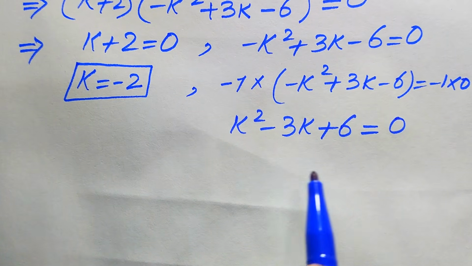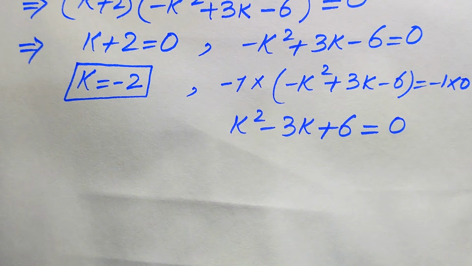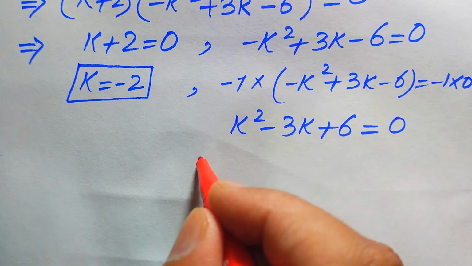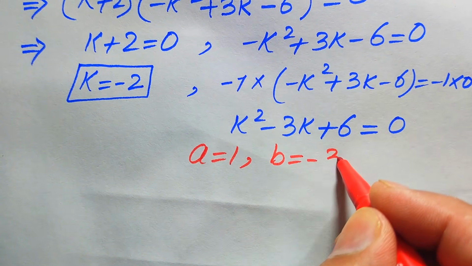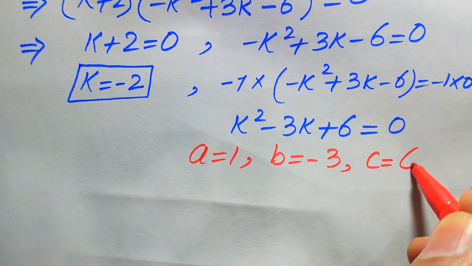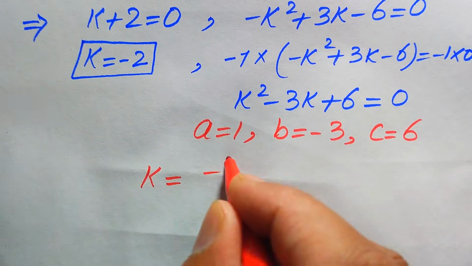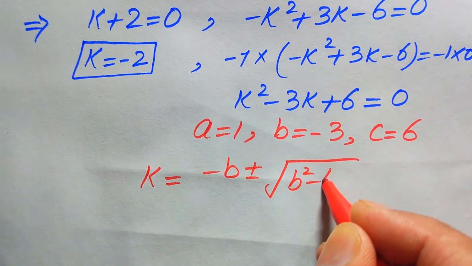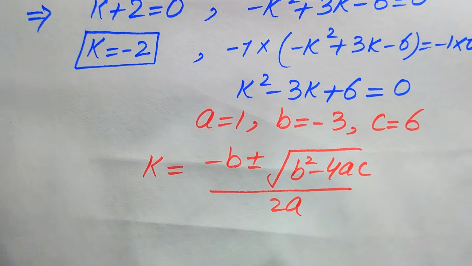So you see that this equation becomes a quadratic equation in the variable k, and here we use the quadratic formula to find the other roots of this equation. For this we need to write the coefficients of this equation, and they are a equals 1, b equals minus 3, and c equals 6. We state the quadratic formula as k equals minus b plus minus square root of b square minus 4ac, divided by 2a.